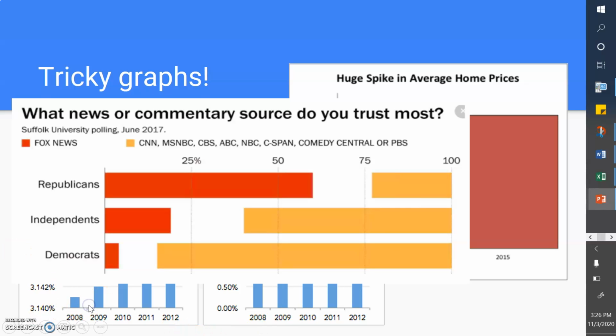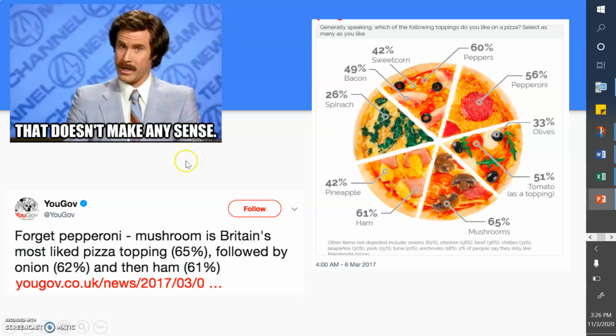Okay. So with that in mind, let's look at this one. This was posted, and it says, forget pepperoni, mushroom is Britain's most liked pizza topping, 65%, followed by onions, 62%, and then ham, 61%. What? That does not make any sense. How does 65 plus 62 is more than 100% of Britain's population?